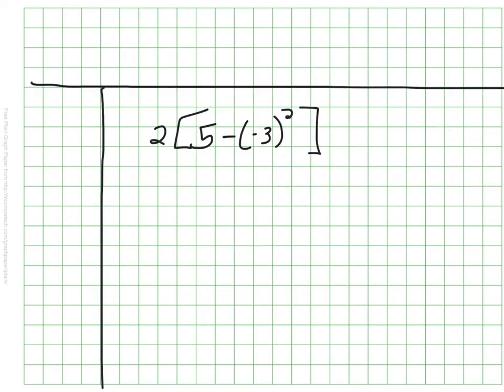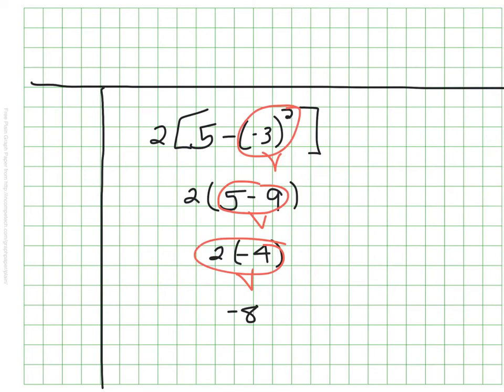So in this example, we have 2 times in brackets 5 minus the negative 3 squared. So think about what you're going to do first. This is another one where I want you to pause the video and see if we get the same result at the end. So try it for yourself before you check. How'd you do? Hopefully you realize that negative 3 squared would be a positive 9. And when you do 5 minus that 9, you get a negative 4. You multiply that by 2 and it becomes a negative 8.